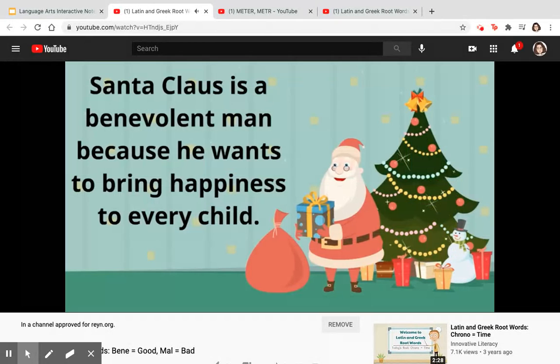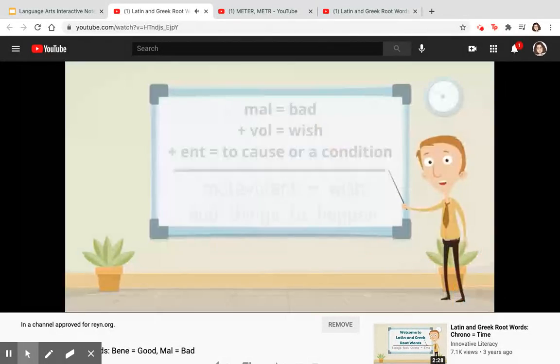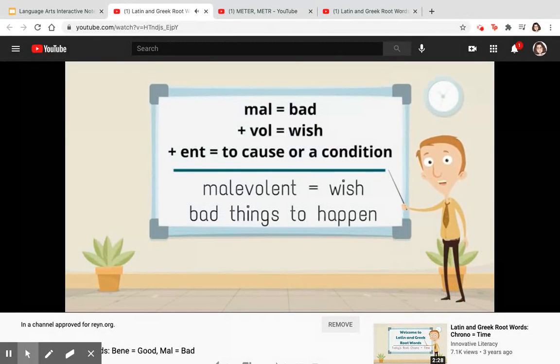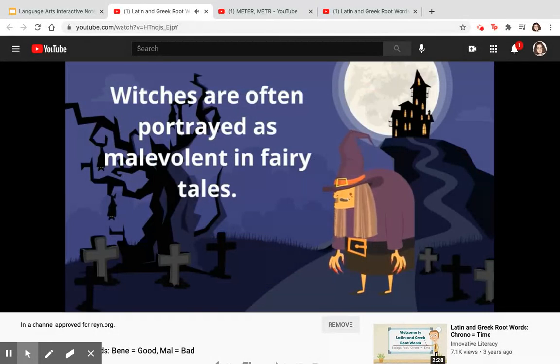Today's root words are bene, meaning good, and mal, meaning bad. Bene, meaning good, plus vol, meaning wish, plus int, meaning to cause or a condition, make benevolent, meaning to wish good things to happen. Santa Claus is a benevolent man because he wants to bring happiness to every child. Mal, meaning bad, plus vol, plus int, make malevolent, meaning to wish bad things to happen. Witches are often portrayed as malevolent in fairy tales.